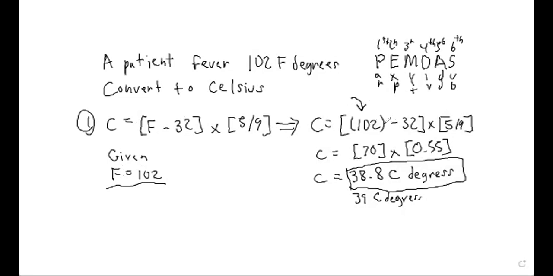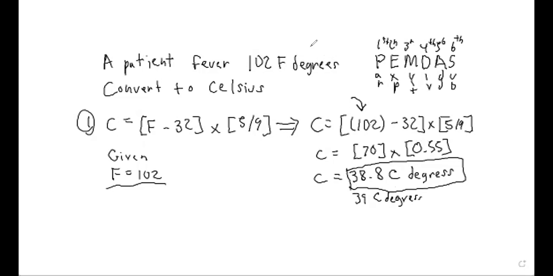in the formula, and then we used PEMDAS, making sure we follow order of operations to simplify it, right? So we did what's in the brackets first, 102 minus 32 equals 70, right? And then we multiplied that 70 by 5/9, the fraction 5/9 equal to the decimal 0.5555. And then we arrived at our answer, 38.8 degrees Celsius, right? And as I said, they may have rounded it off.